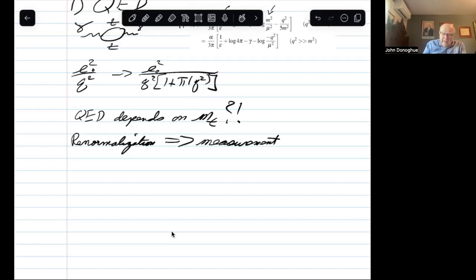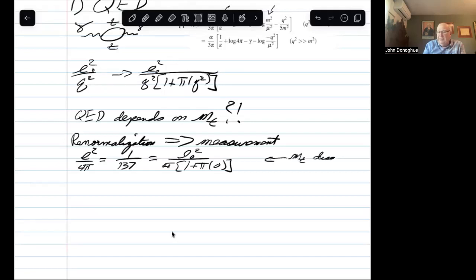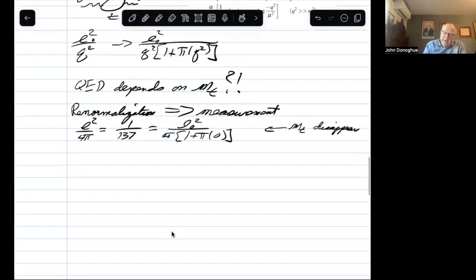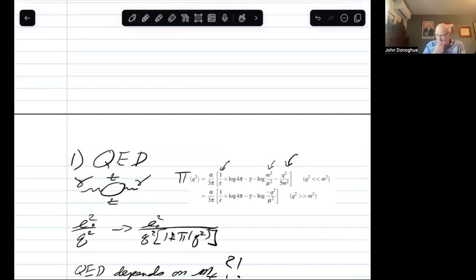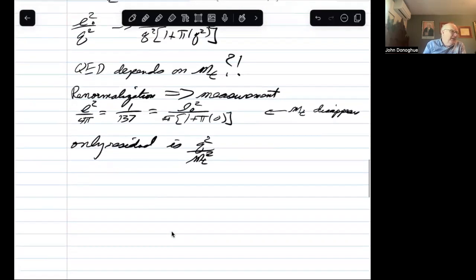And what we call e squared over 4 pi, which is 1 over 137 measured at low energies, is e0 squared over 4 pi over 1 plus pi evaluated near zero. Once you express things in terms of this, then M_T disappears. The only residual is the Q squared over M_T squared effect that you see right there. So the 1 over epsilon disappears, the log m squared disappears, and you're left with this suppressed 1 over top quark mass effect.